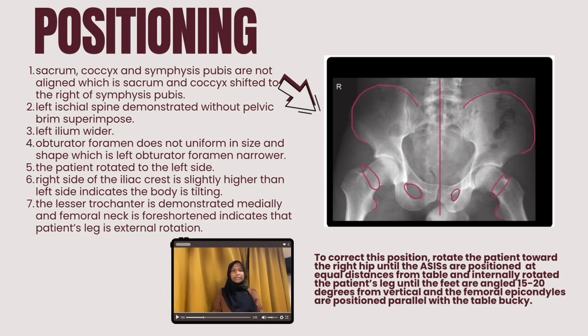To correct this position, rotate the patient toward the right hip until the ASIS are positioned at equal distance from the table, and internally rotate the patient's leg until the feet are angled 15 to 20 degrees from the vertical and the femoral epicondyles are positioned parallel with the table.